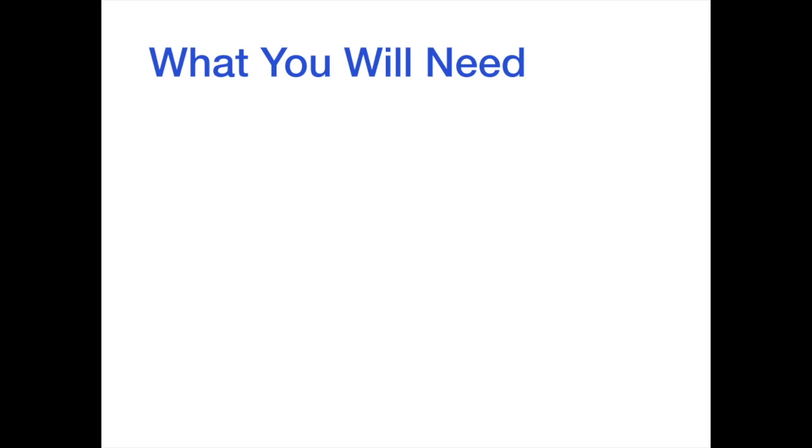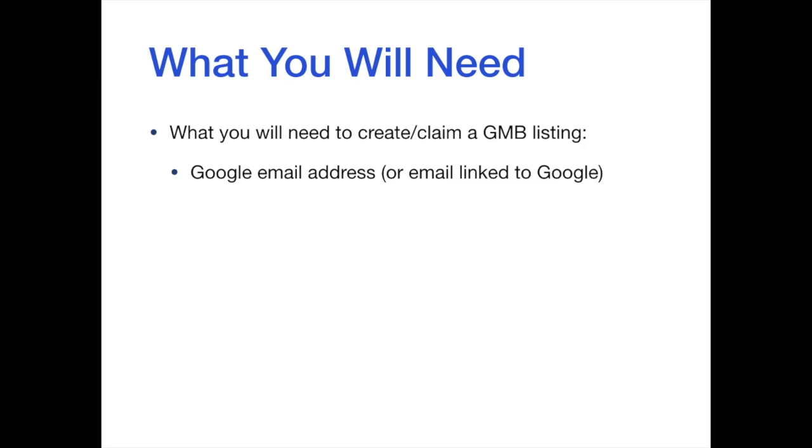A couple things to go over about what you're going to need to help you set up your Google business listing. What you're going to need first off is access to your Google email address. Some of you, this may be an actual Gmail account. For some of you, it may be a personalized email that you've linked to Google. Whatever email address you use to access other Google entities like Google Analytics, that's the email you're going to want to use to be able to set up and access your Google business listing.